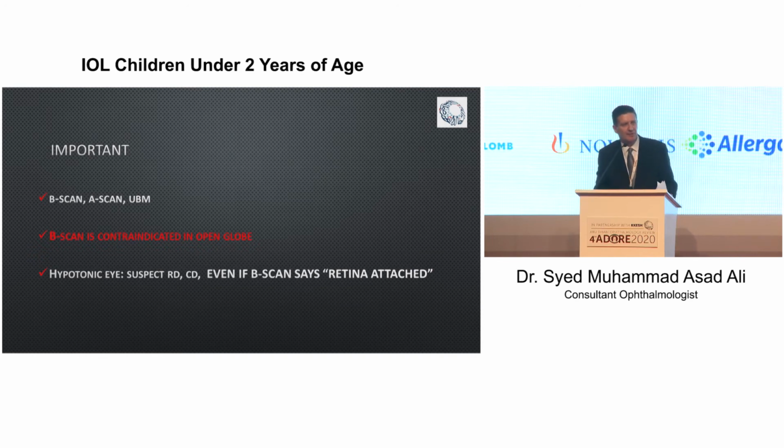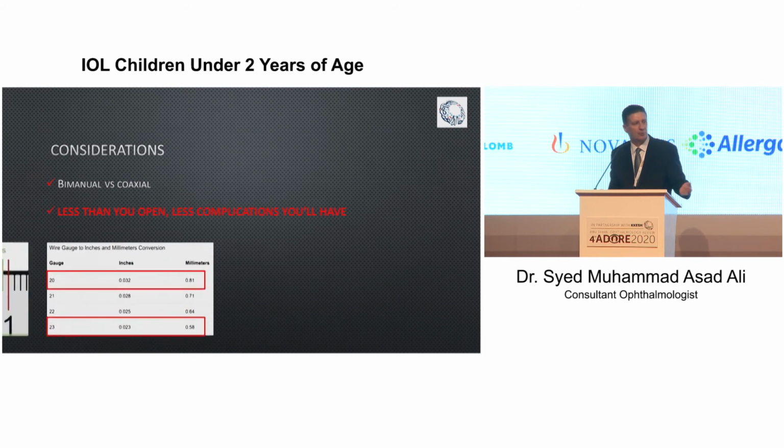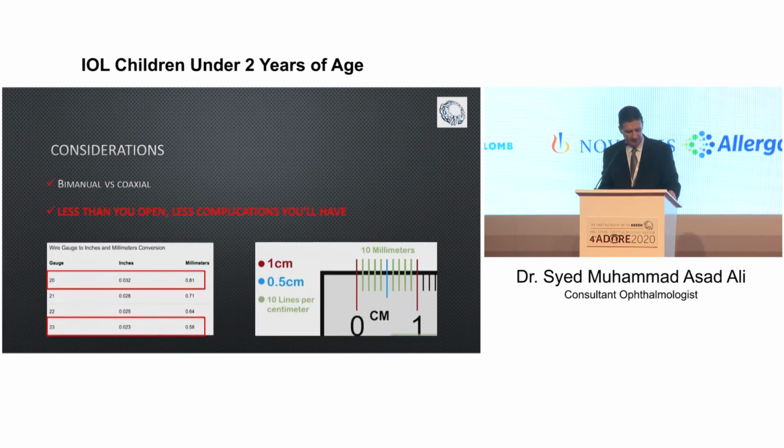We use these studies to check the posterior pole, to make the IOL calculation, and to check how the support is. But one important thing is, if you have a ruptured globe, an open globe, B-scan is prohibited. Coaxial or bimanual, Dr. Awad is there. It depends on the satisfaction or preferences of the surgeon. But I think the less you open, the fewer complications you will have. In kids, size matters.